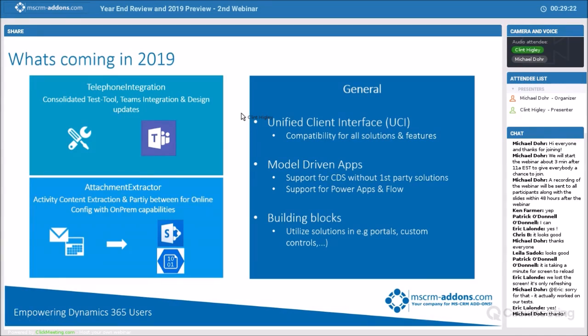Just in general too, we're going to be supporting the unified client interface, so compatibility for all solutions and features in the unified client interface. Some model-driven apps, so support for CDS without first-party solutions. Support for Power Apps and Flow, which we've kind of already covered. We support that, but we're going to be building on top of that as well because that's how we feel like things are going. And building blocks, basically, to make it easier to use our solutions in, say, portals or custom controls and things like that. So we're going to make it a lot easier to integrate, say, Documents Core Pack or something like that into your portal.